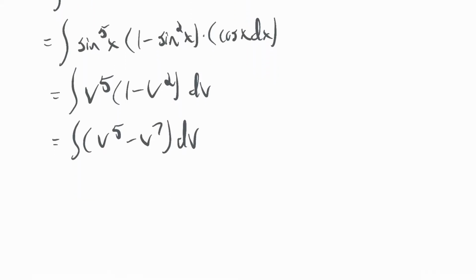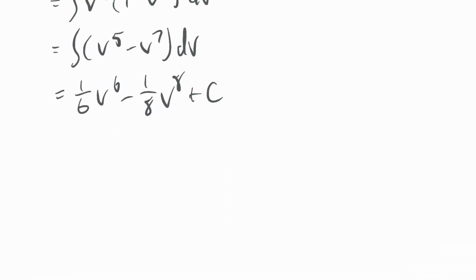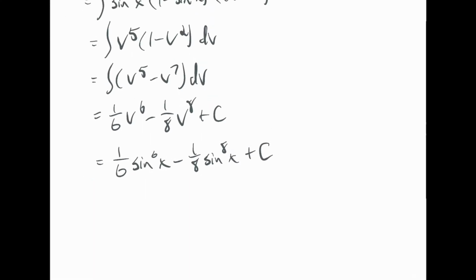I'm just distributing. So this is 1/6 v to the 6th minus 1/8 v to the 8th plus c, and then I can put sine back in. So this is 1/6 sine raised to the 6th power of x minus 1/8 times sine to the 8th of x plus c. Okay, and that's basically how to do this one.